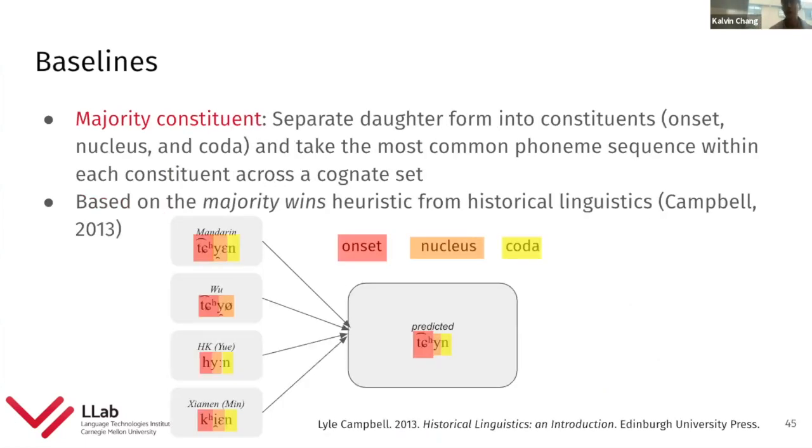Right. We also compare to the majority constituent baseline, which is more driven by historical linguistics. So there's a heuristic called the majority wins heuristic, which says that within a sound correspondence, we go with the phoneme that shows up the most in the daughters and take that as the proto sound. Now, obviously, this is not necessarily accurate, but it's nonetheless used sometimes as a heuristic. And simply what we do is we syllabify our daughter data into onset, nucleus, and coda syllable constituents, and we take the most common phoneme sequence within each onset, nucleus, and coda.